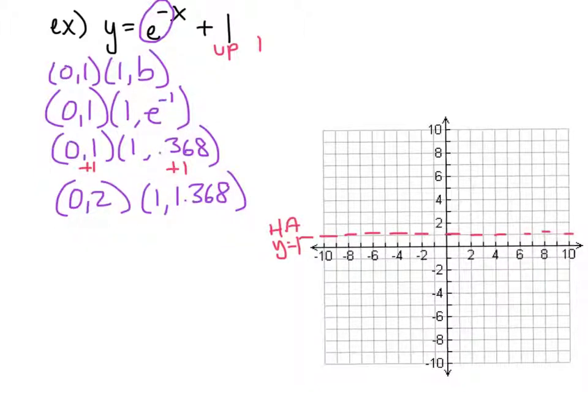Well, let's see if that looks right. 0, 2, 1, 1.368. So this second point's lower, so it'll fall. If the second point's lower, it falls. Okay, so that looks right. What's the domain of this function? All real numbers. What's the range? Y is greater than 1 because it shifted up 1.